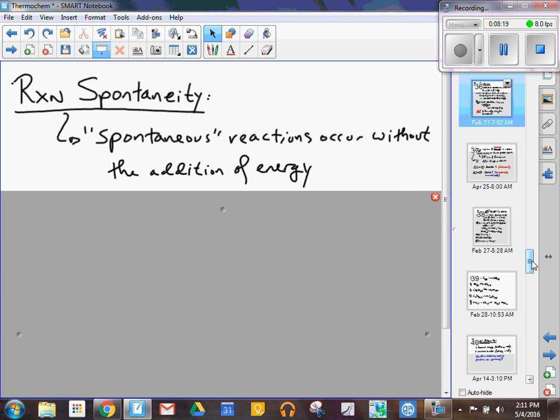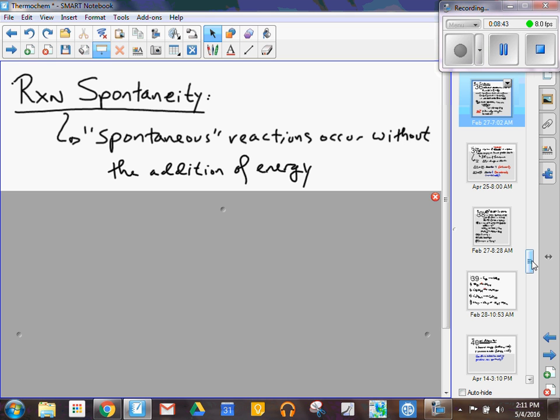I want to talk a little bit about reaction spontaneity. So why are some reactions spontaneous? Why do they go forward without adding energy and others are not? Or some are so slow at existing temperatures that you need to give them a boost. Well, that's what spontaneity is about. Spontaneous reactions occur without adding any more energy.